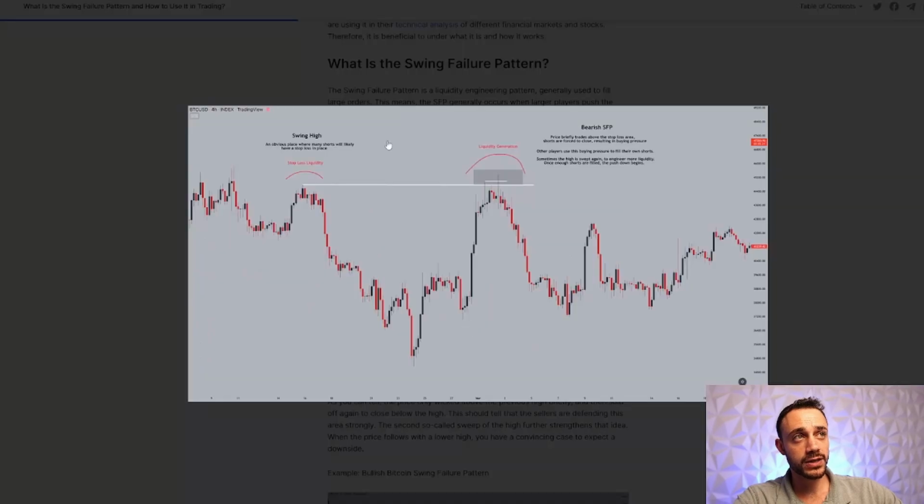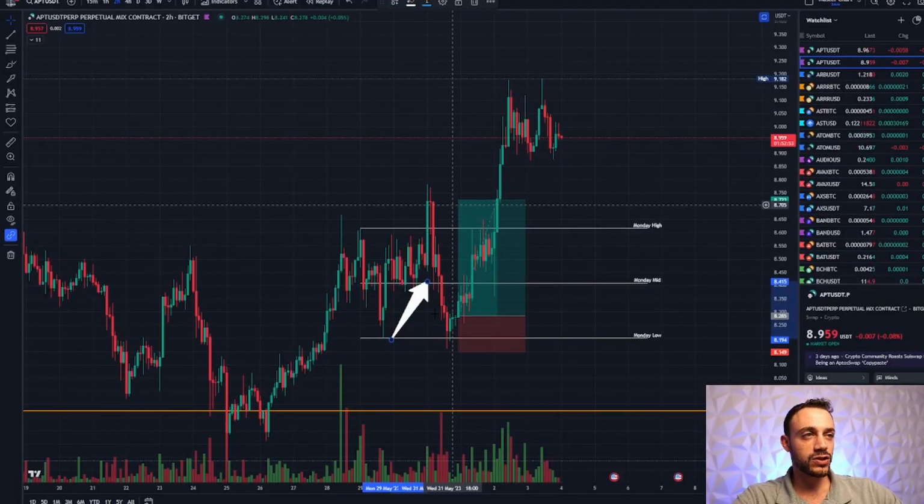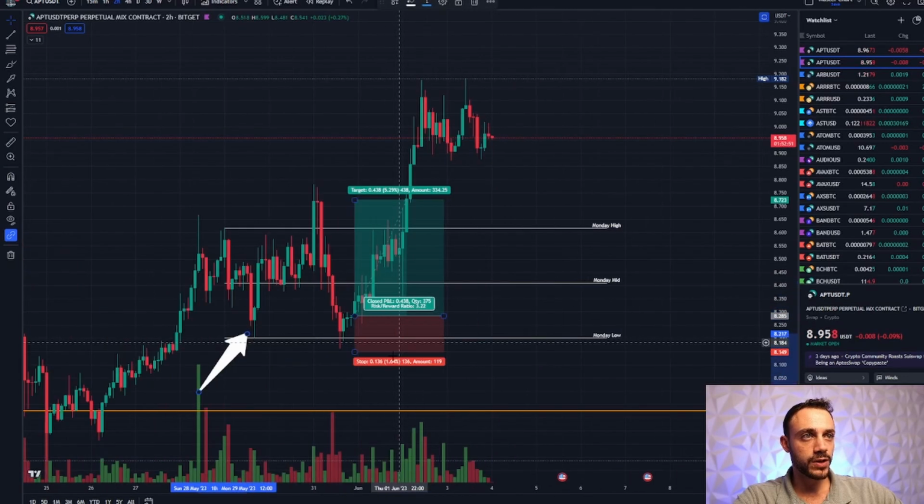A swing failure pattern is very simple. It's essentially when price breaks a high, hunting liquidity, and then reverses. It's essentially a stop loss hunt. So that's what these moves essentially are, okay?